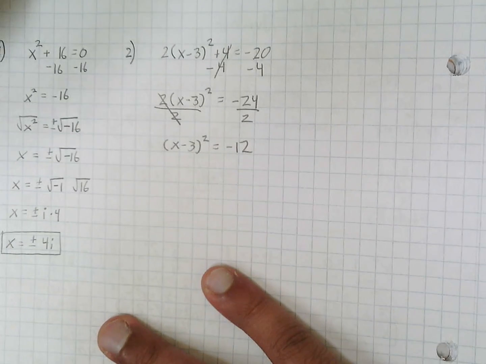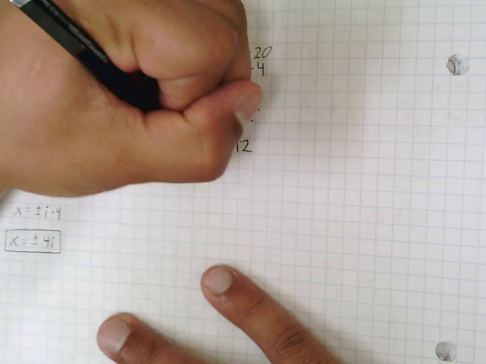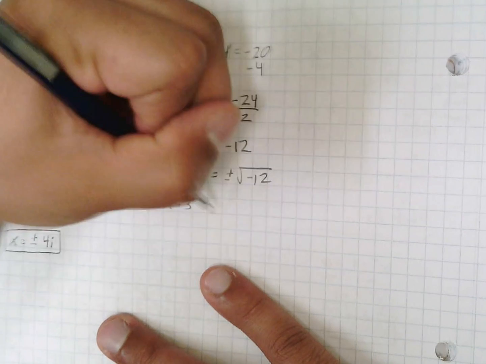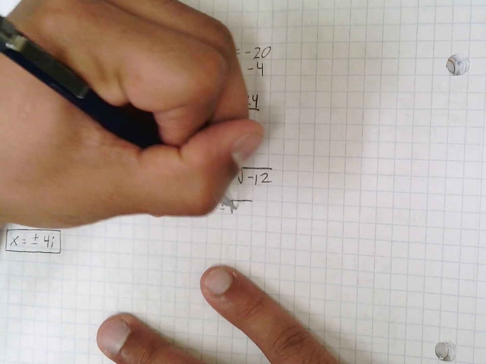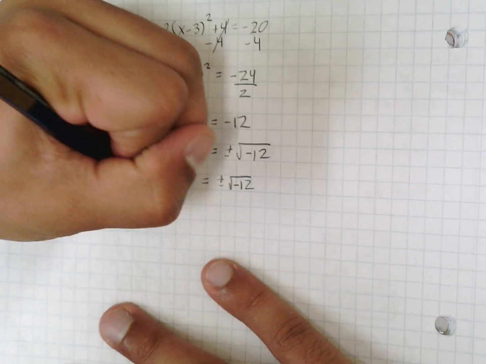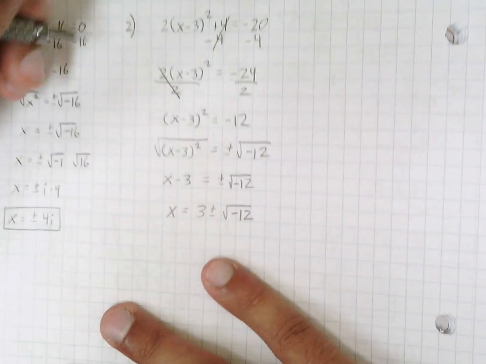I take the square root to undo the squared. So I have x minus 3 equals plus or minus the square root of negative 12. And finally I add 3. So x equals 3 plus or minus the square root of negative 12.